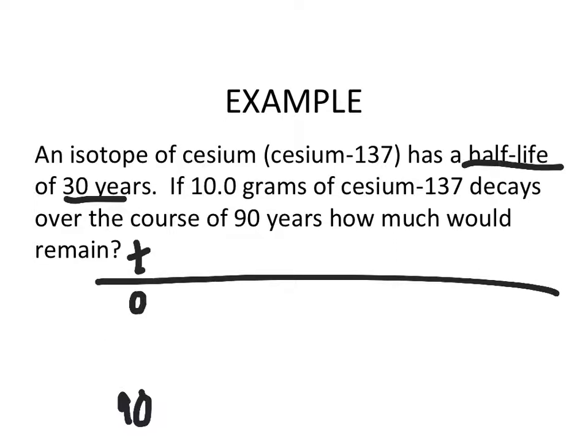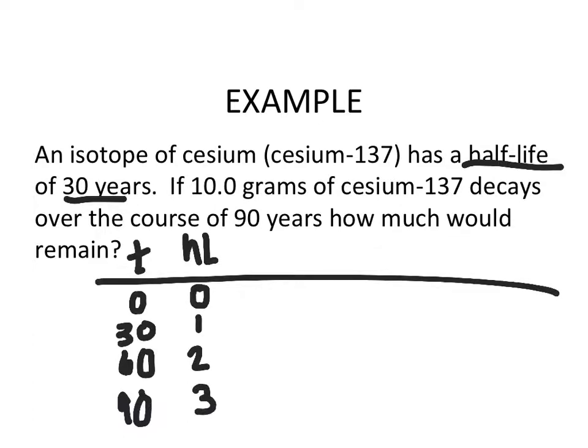So I'm going to go 0, 30. 30 plus 30 gives us 60. 60 plus 30 gives us 90. That's the amount of time that passed. For half-life, so I'm just going to put an HL, we want to start with 0 because that's the start. At the start, we have 0 half-lives. After 30 years, we have 1 half-life that passed. After 60 years, we have 2 half-lives that passed. And after 90 years, we have 3 half-lives that passed.